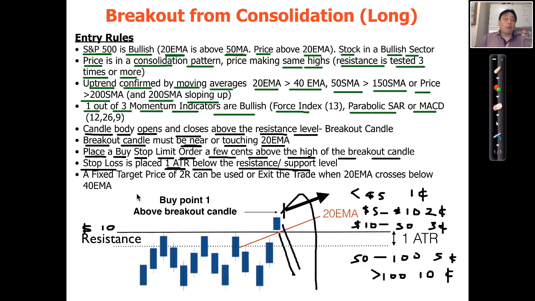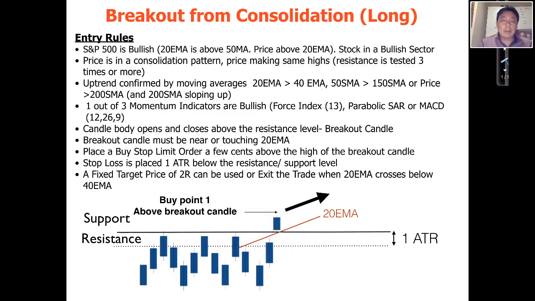Where do we exit the trade with a profit? Well, there are two options. Number one is you can put a fixed target price, 2R or 2.5R above the entry price, or you can simply not have a profit target. In other words, the moment you buy, you stay in the trade, you ride it all the way till the trend ends. How do you know when the trend ends? When the 20 exponential moving average crosses below the 40, 20 below 40, short-term downtrend, that's when you exit. So there are two ways to exit, a fixed target price or when the short-term trend reverses down. So let's take a look at a few examples right now.